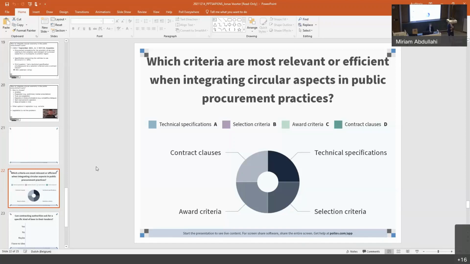The nice to haves. I think that really depends on what the market has to offer. Indeed, if there are a lot of solutions available, or you see that the market is already able to do it, you could put it in the technical specifications, I would say.